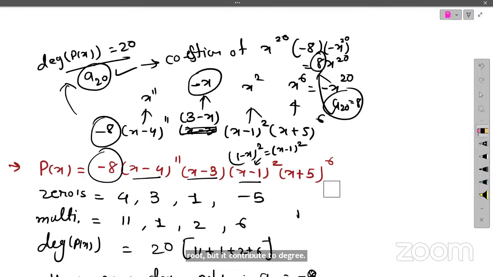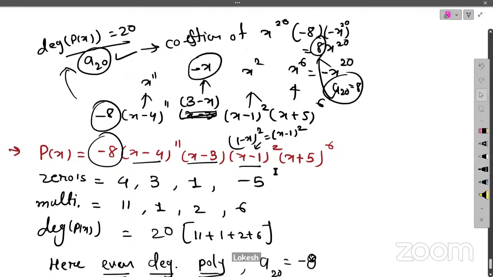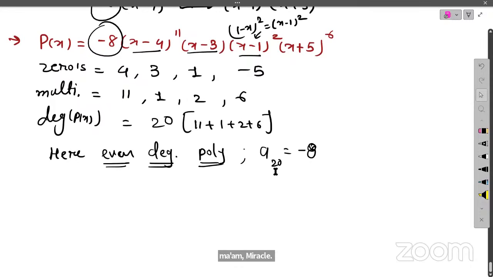Fine. Any doubt? Your voice is not clear. Lokesh, your voice is not clear. Can you repeat? Hello, ma'am. So, one by one. Yes, Lokesh.